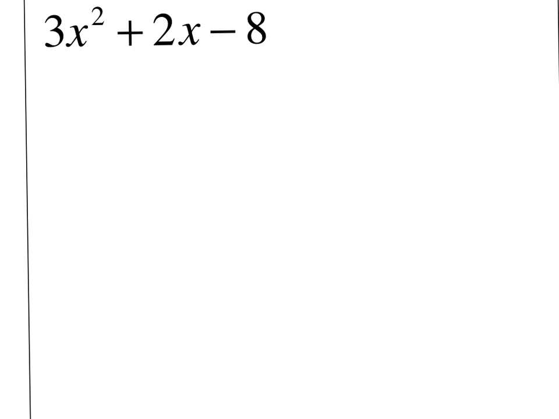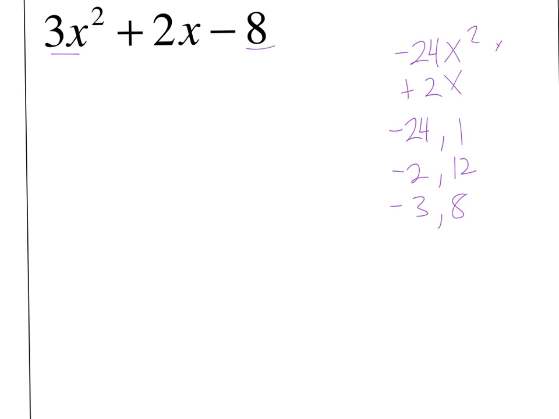Similarly, I'm going to start out by multiplying my a and c terms. 3 times negative 8 is going to be negative 24x squared. Looking for things that multiply to negative 24x squared that also add up to 2x. Okay, negative 24, positive 1? No. How about negative 2, positive 12? Nope, that's 10. Negative 3, positive 8. That'll get me 5. Negative 4, positive 6. That'll get me 2. Okay, that's what I'm looking for. Nice.